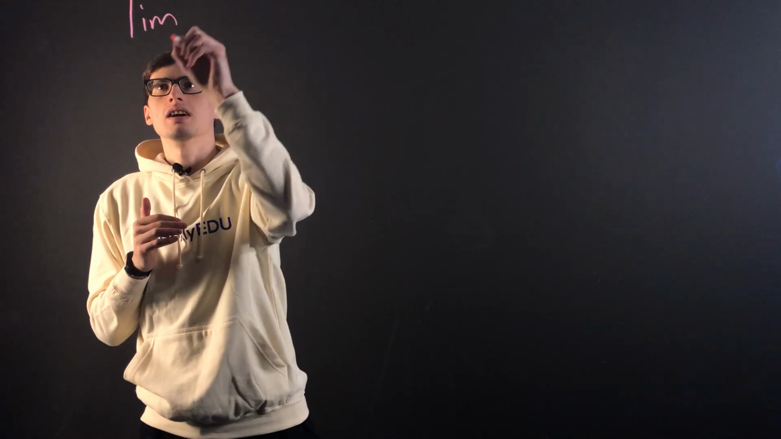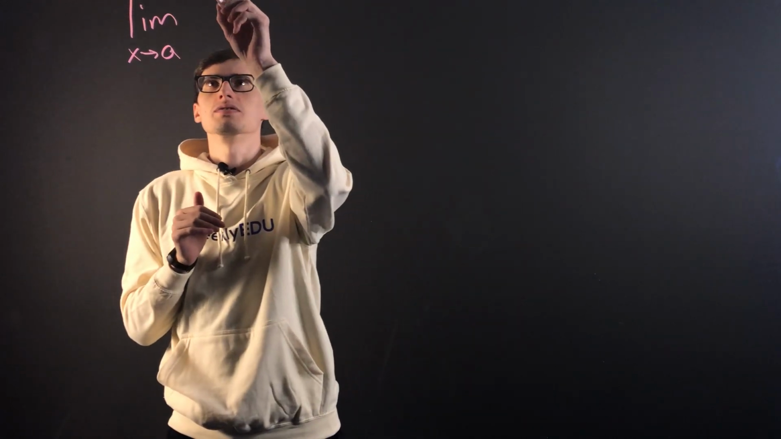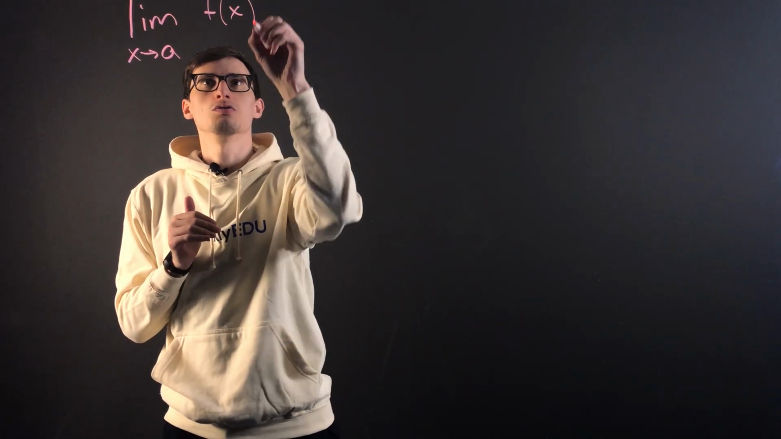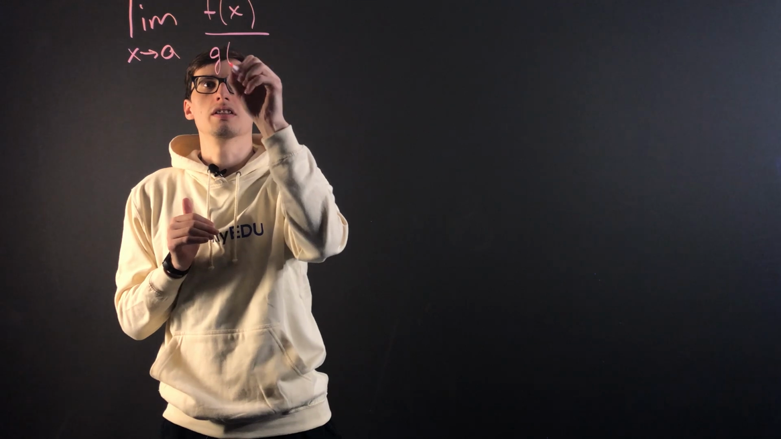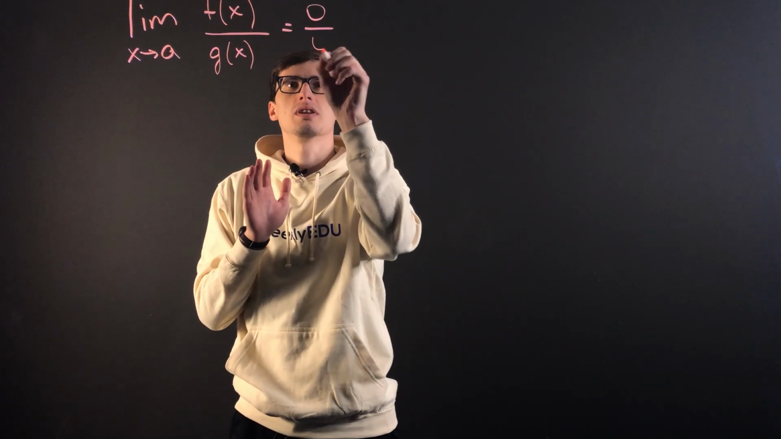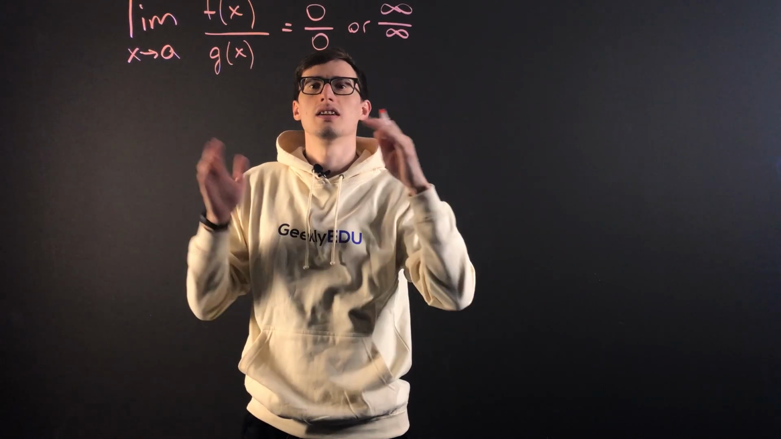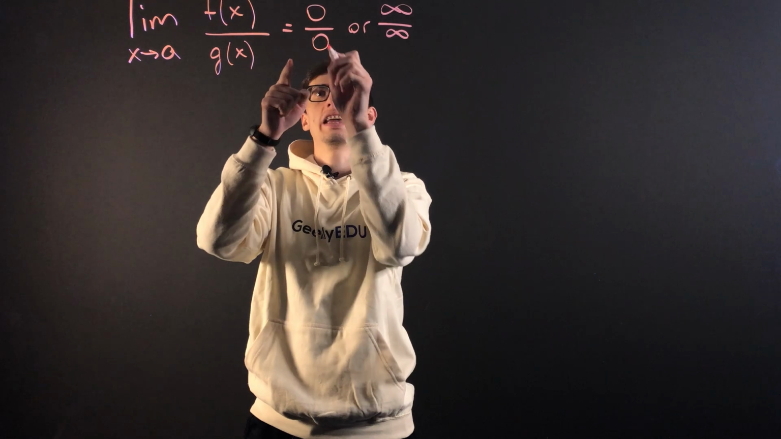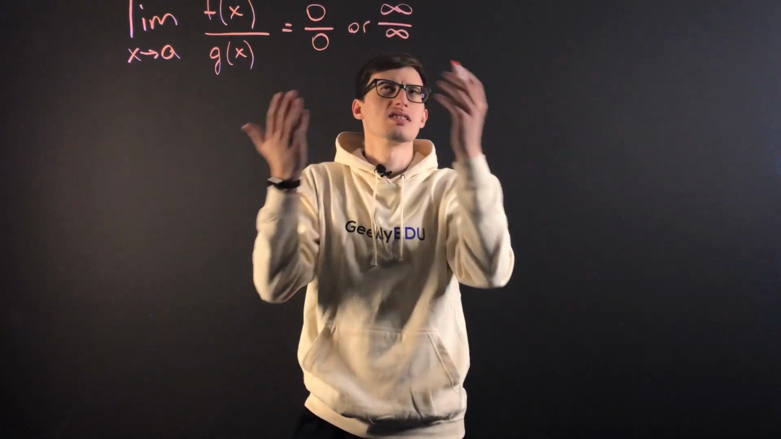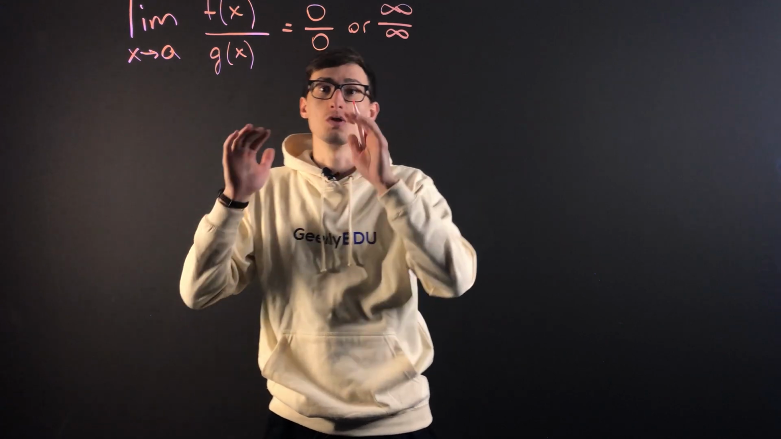Alright, so we have a limit as x goes to some number, a, of two functions, one in the numerator and one in the denominator. And if it's equal to either 0 divided by 0 or infinity divided by infinity, we're stuck, right? Because obviously we can't divide by 0, and what is infinity divided by infinity? It doesn't make any sense. So in this case, we use L'Hopital's rule.